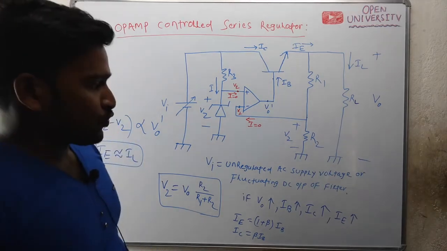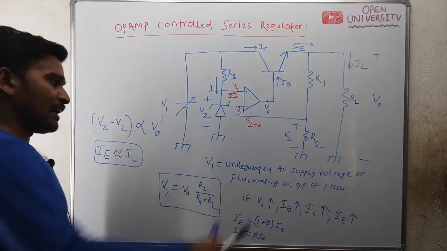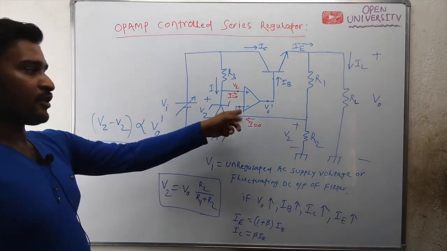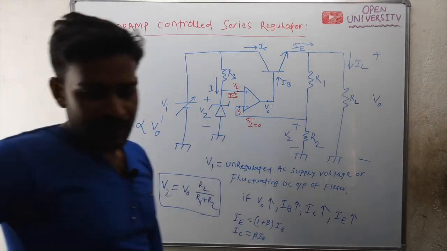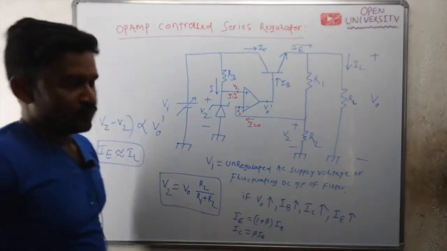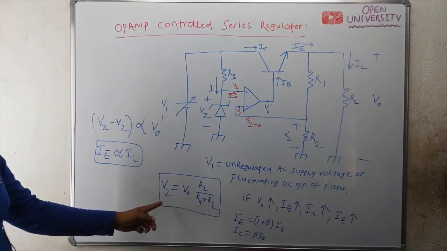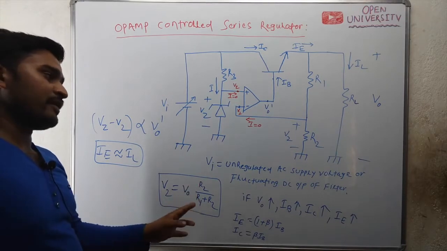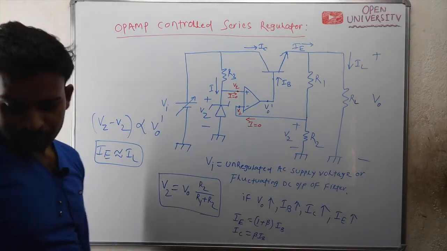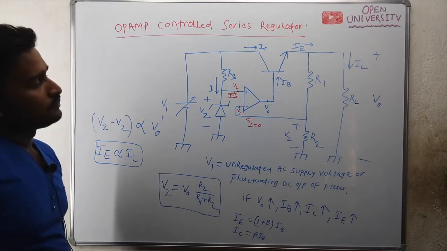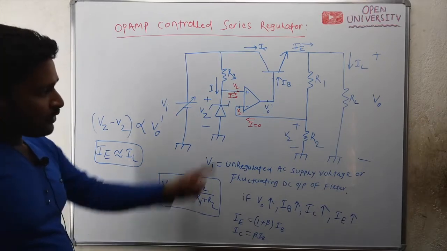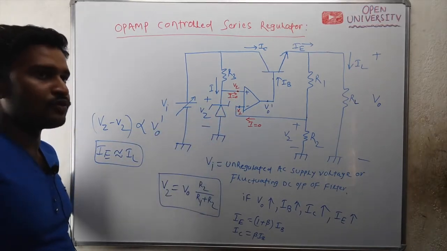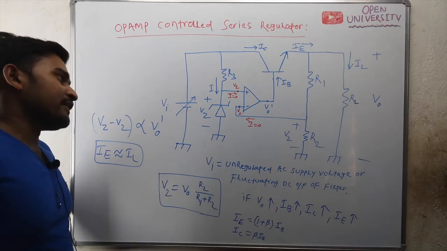Voltage across R2, that is V2, will appear at the inverting terminal of the op-amp. Write down this formula of V2 using voltage division. V2 equal to V0 into R2 divided by R1 plus R2. The difference voltage Vz minus V2 will act as the net input to the op-amp.